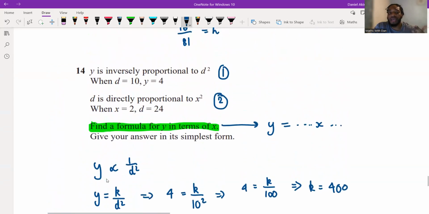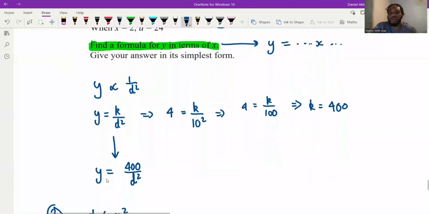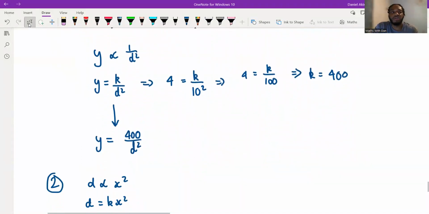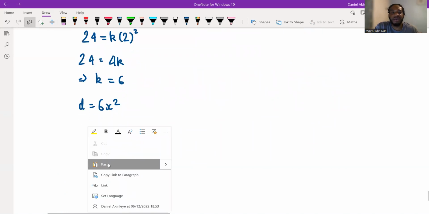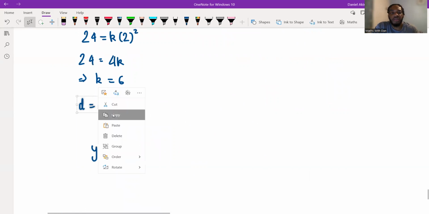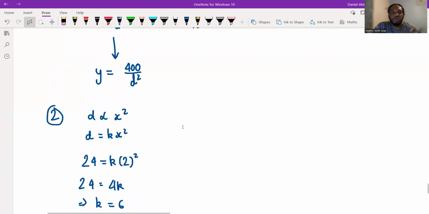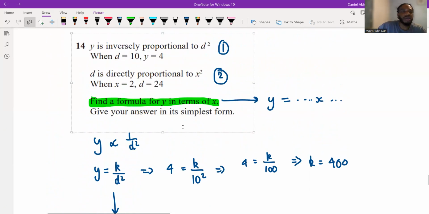Now, what does the question say? Find a formula for y in terms of x. Okay, I know I need y and I know I need x. So what I'm going to do is bring those formulas together and then see what we can do. So paste this here and then I'll paste this here again. And then what I'm going to do is screen grab that part of the question and then put it underneath so you guys can see it.